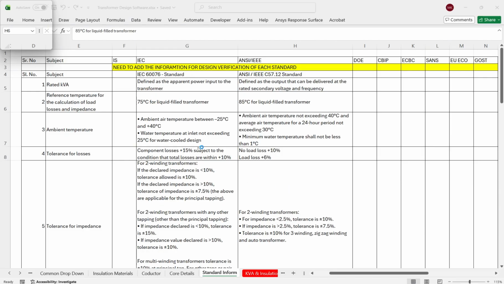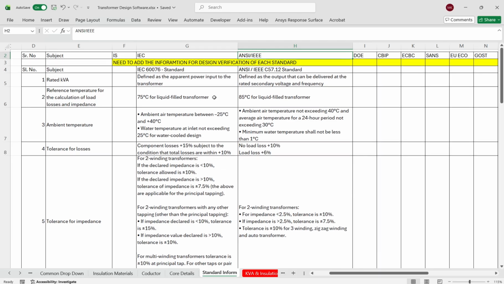Today I want to share the difference between IEC and IEEE standards for transformer design especially. From the beginning, for transformer, IEC the standard is 60076, and for ANSI or IEEE it is C57.12 standard.